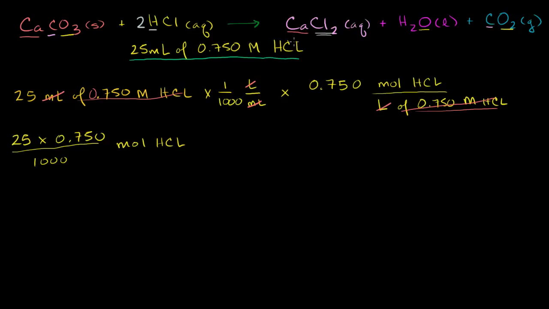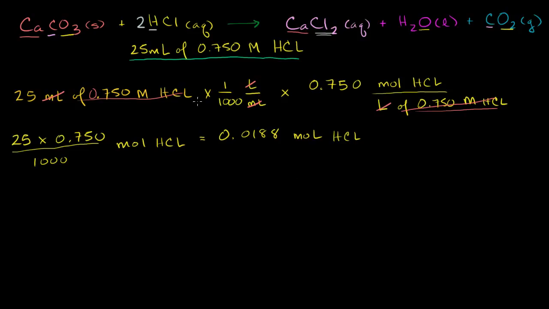So this is equal to 0.018. If I want to stick with significant digits, I really don't have any more than 3 significant digits here, so I really shouldn't have any more than 3 here. So I could say 0.0188, I'll just round it, moles of hydrochloric acid.